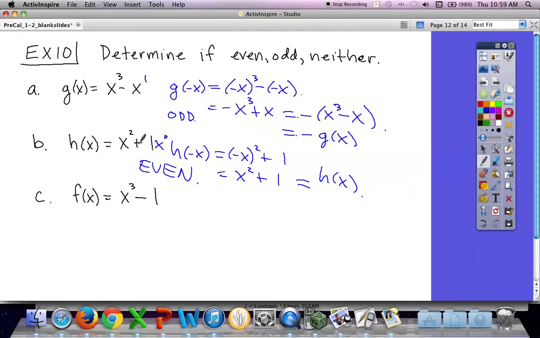What if it's a mix of powers, odd and even? Neither, because it has one term which would have been even and one that would have been odd.